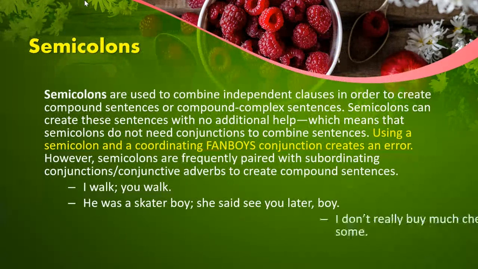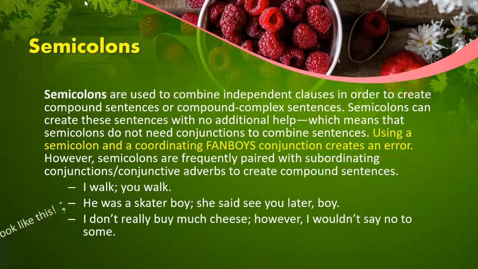Semicolons are another type of punctuation mark. Semicolons are used to combine independent clauses to create compound sentences or compound complex sentences. Semicolons are a special kind of punctuation mark because they can combine sentences without additional help. In other words, semicolons are able to combine sentences without a conjunction. In fact, using a semicolon and a coordinating conjunction creates an error within a sentence. This makes semicolons a powerful punctuation mark for combining sentences. You will frequently see semicolons paired with subordinating conjunctions or conjunctive adverbs to create compound sentences.